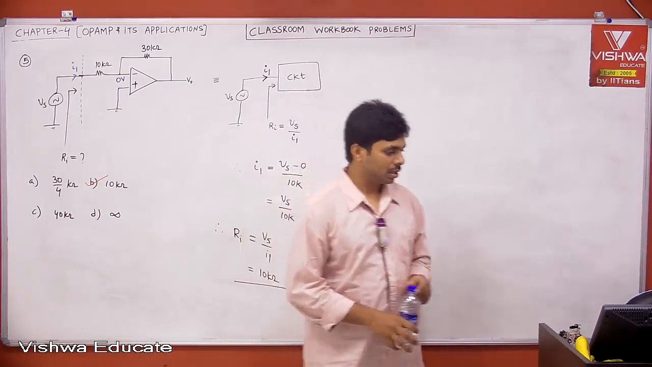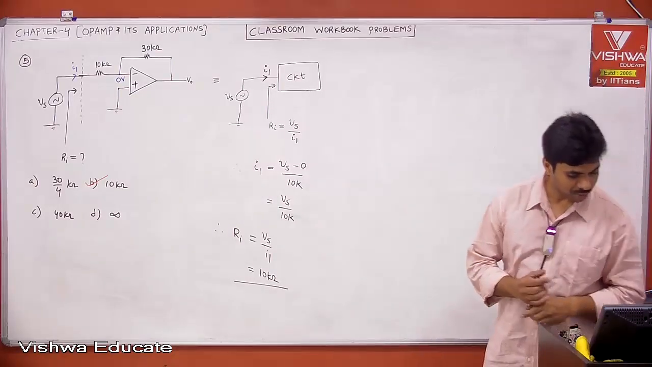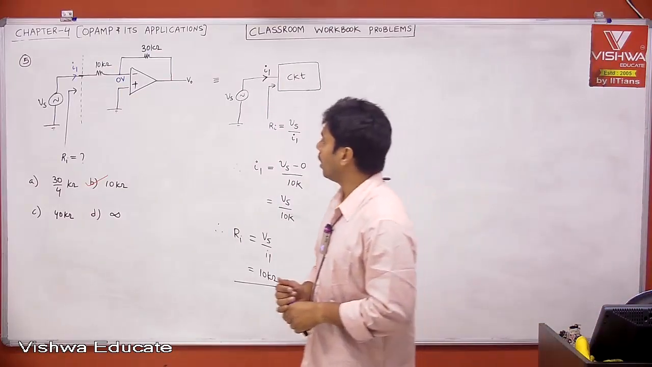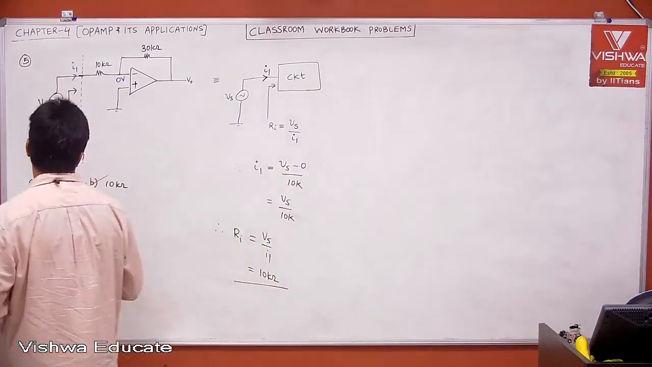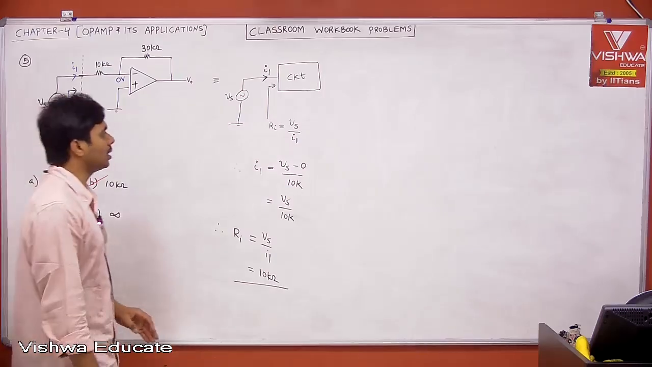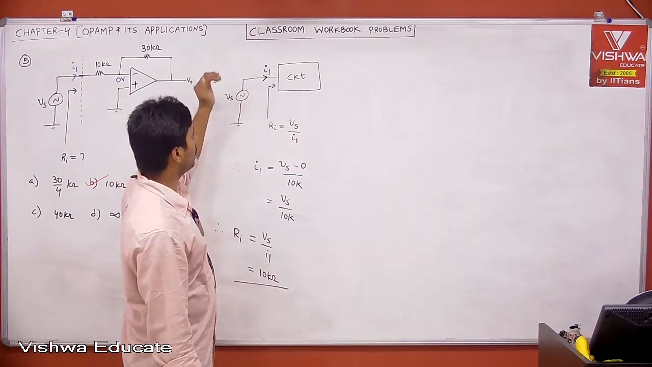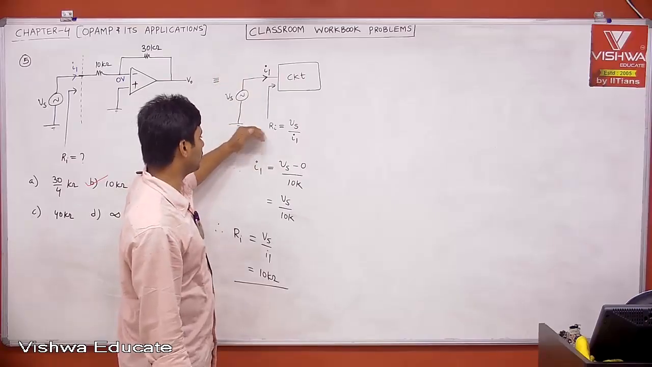Welcome back. In the last session, we were looking at problem number 5 and I told the answer is 10K, right? And I hope this is clear. With respect to the definition of Ri, the voltage you are applying and the current entering your amplifier, voltage by current is nothing but your input impedance.